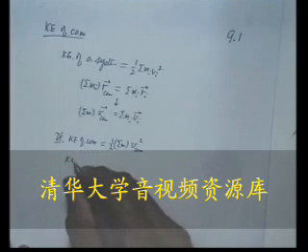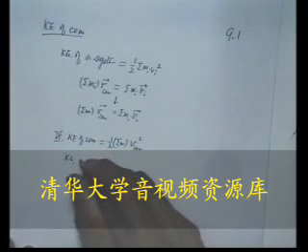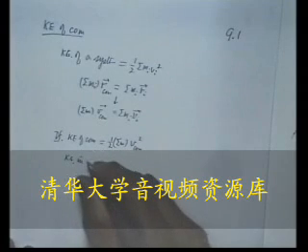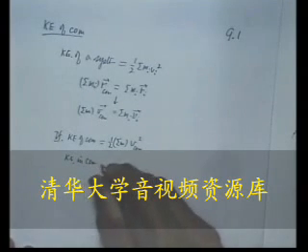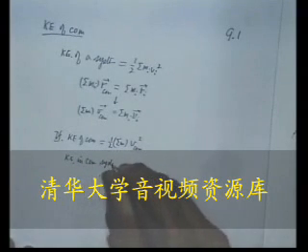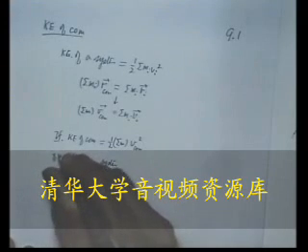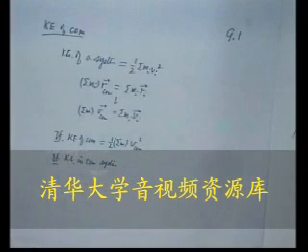Kinetic energy in center of mass. Definition: kinetic energy in center of mass. That means you think of yourself as moving with the center of mass, and then all the particles are moving relative to the center of mass. So in that center of mass system, what's the kinetic energy?